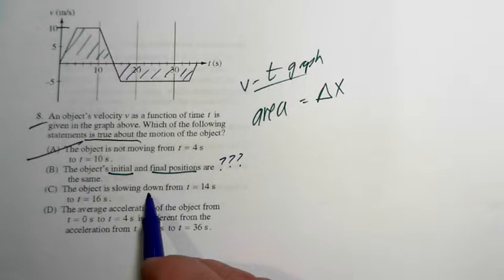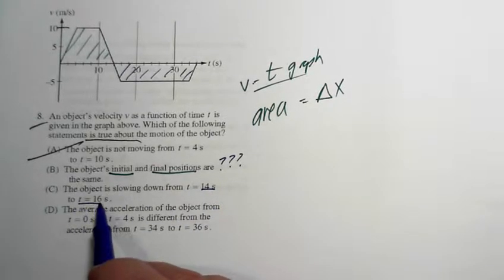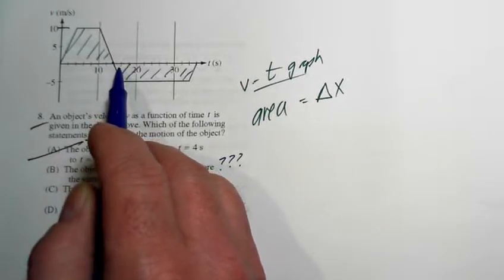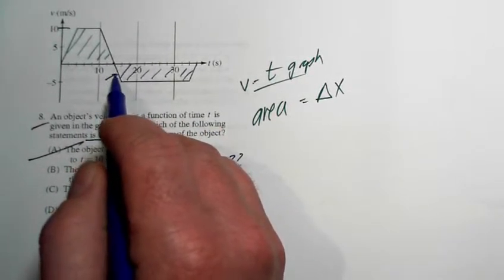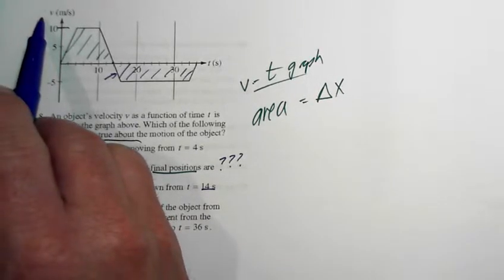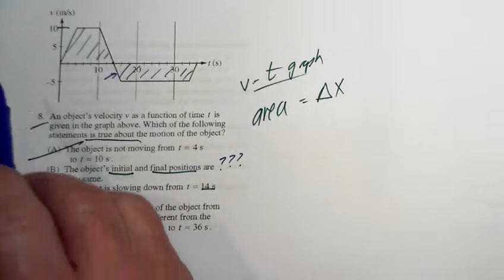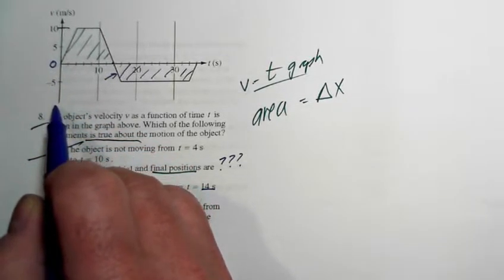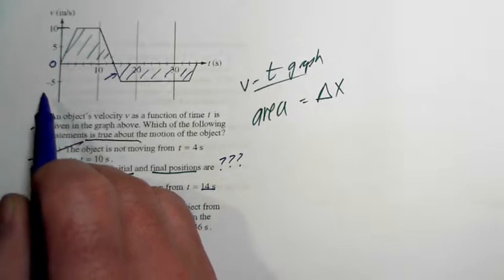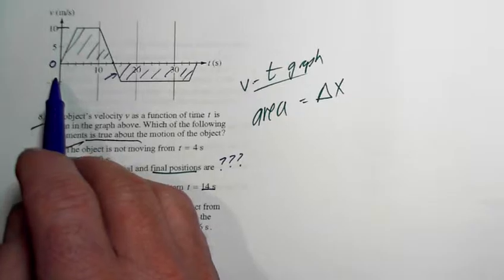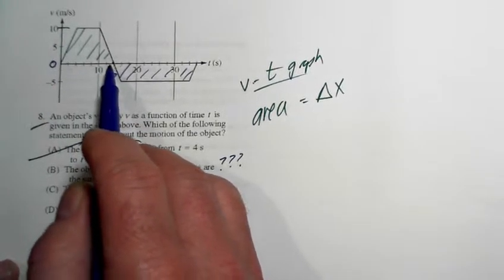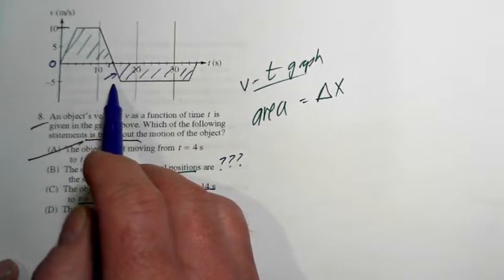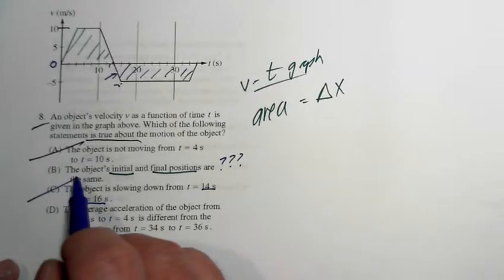C, the object is slowing down from 14 seconds to 16 seconds. So 14 to 16 seconds is right here. We're specifically being asked to look at that section of this velocity versus time graph. Let me remind you, this is 0, and this is going faster and faster. Negative velocity is not slowing down. Negative velocity just means you're going the other way than positive. And I see speeding up. You're at 0, and then at the end of this period, you're at -5. That's called speeding up. So C is eliminated.